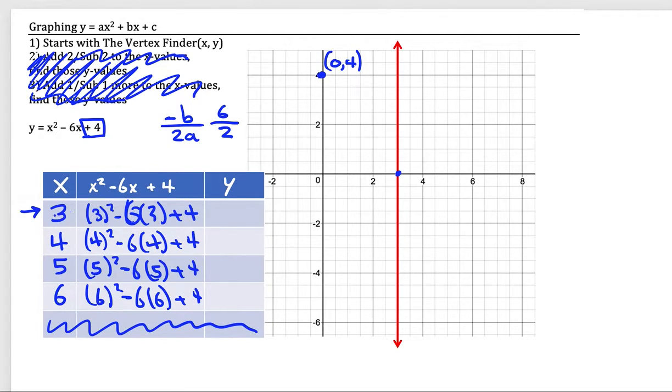This is the vertex finder. So we plug in a 3. I believe we have a 3 squared minus 6 times 3 plus a 4. I don't have my calculator ready. I'm too slow on this one. I'm so sorry. Here we go.